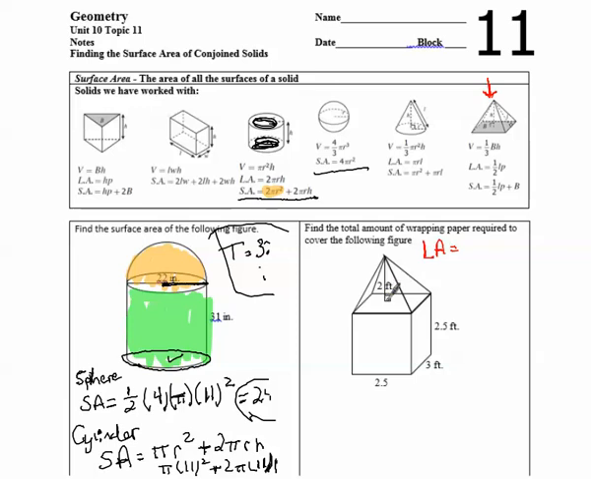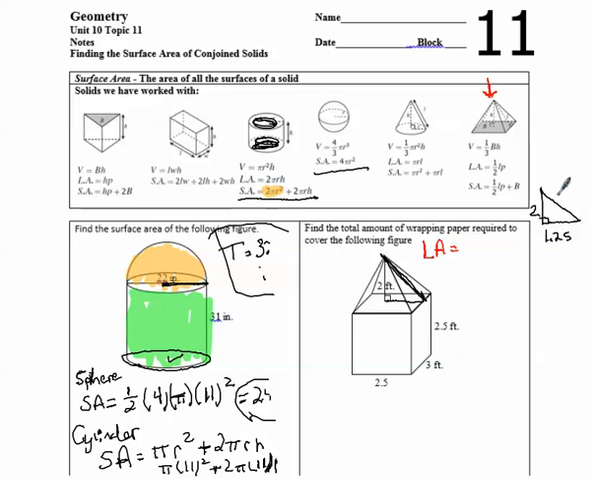So I need to find that. If I draw a line over to here, remember I'm making a right triangle. The slant height is going to be the hypotenuse of this triangle. This is 2. This piece right here is half of this, so 2.5 divided by 2 is 1.25.